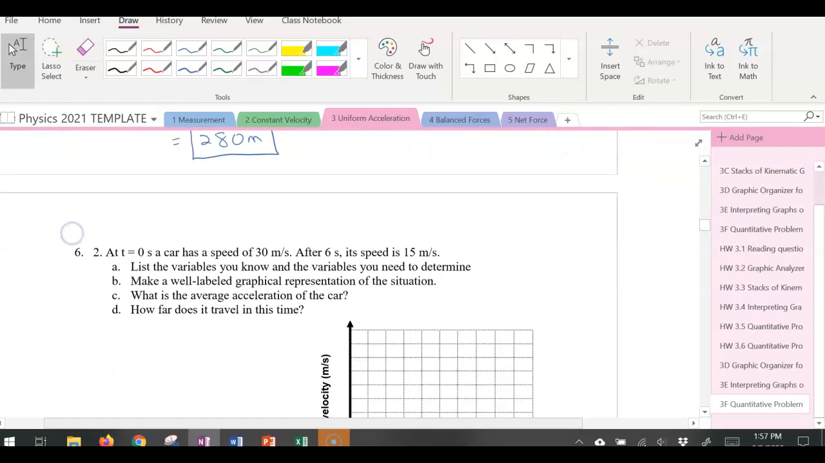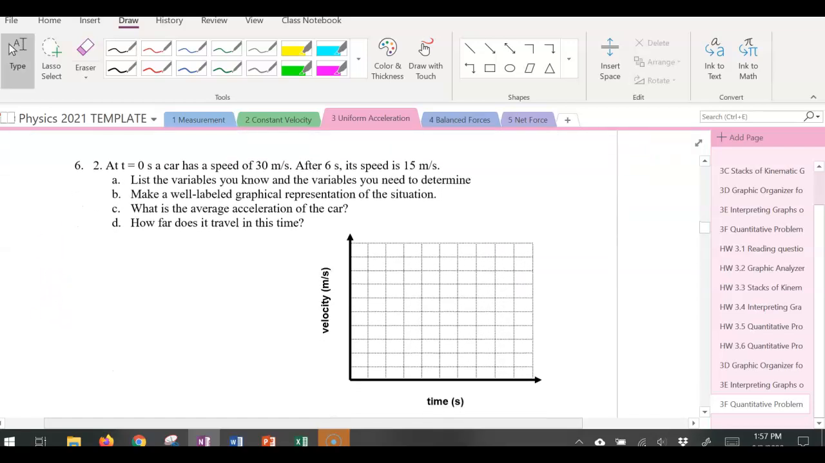Let's go ahead and look at this next one, number 6. Now, this looks pretty similar. It says at time 0, this car has a speed of 30 meters per second, and after 6 seconds, its speed is 15.